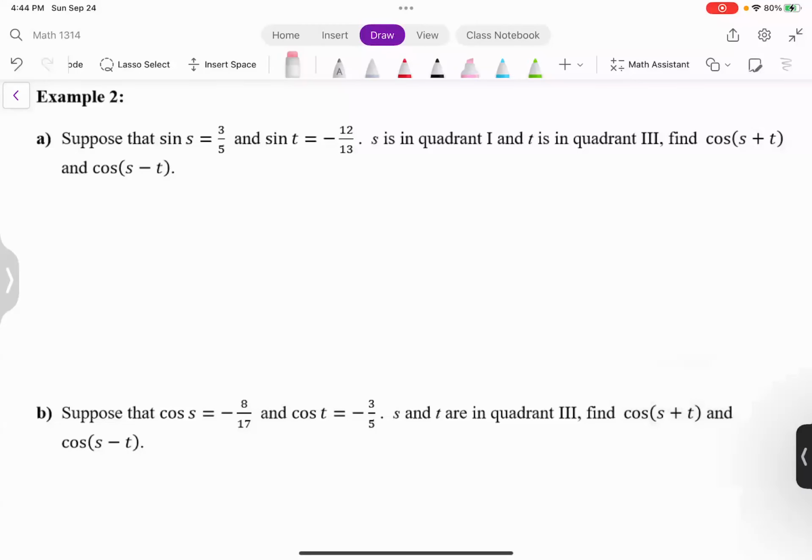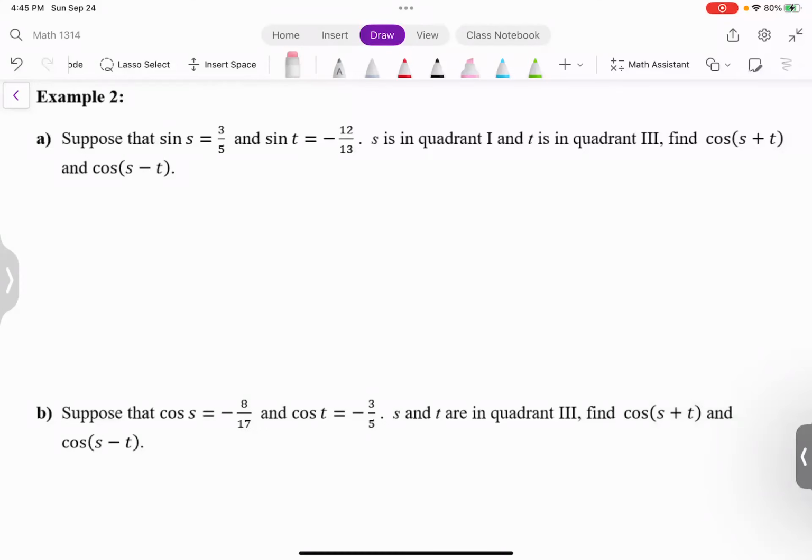Let's see example 2. Suppose that sine s equals 3/5 and sine t equals negative 12/13. S is in quadrant 1, t is in quadrant 3. Find cosine of s plus t.